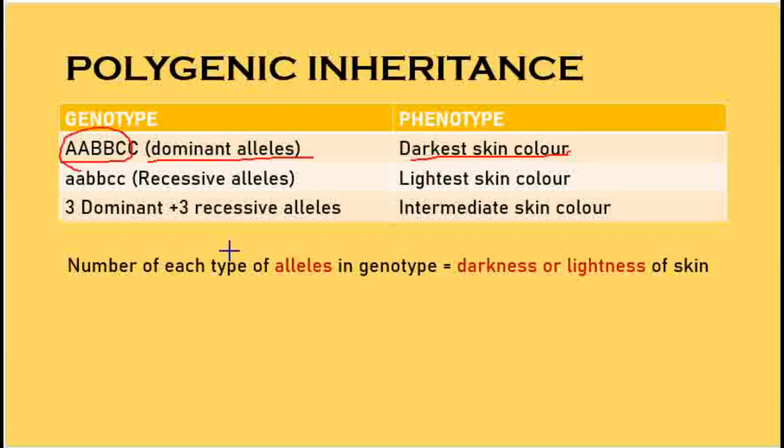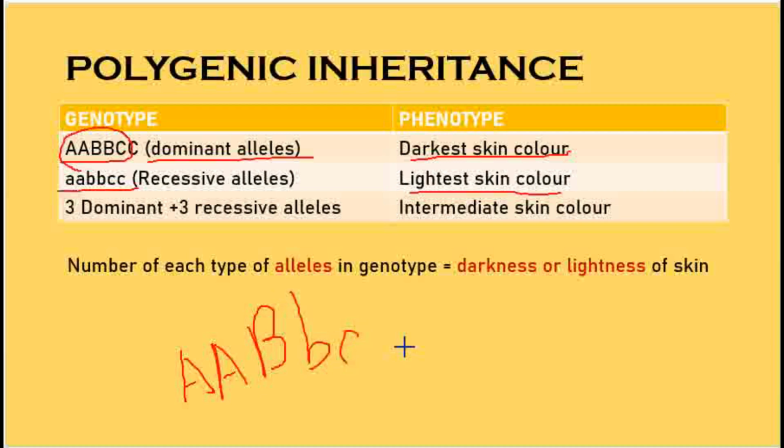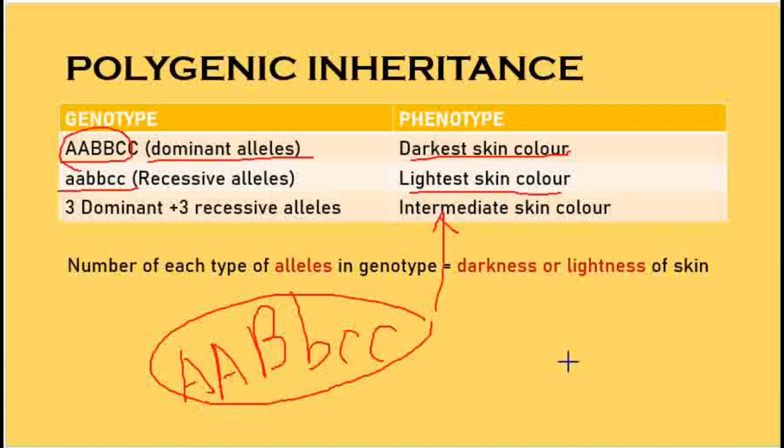Let's say all the alleles are recessive, all small letters. What will be the effect on the phenotype? It will be the lightest. Not light, it is going to be the lightest skin color in the individual. So let's say three are dominant, A, B, and the rest are recessive. What will be the phenotype of the individual? It will be an intermediate skin color.